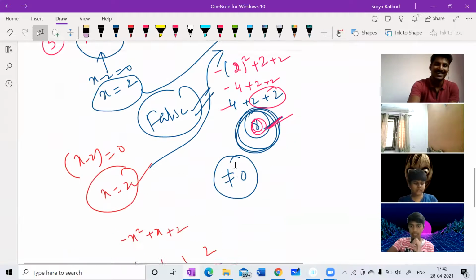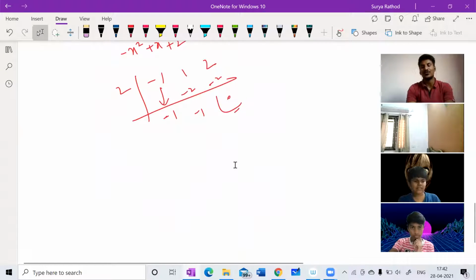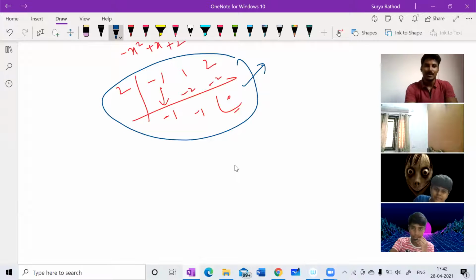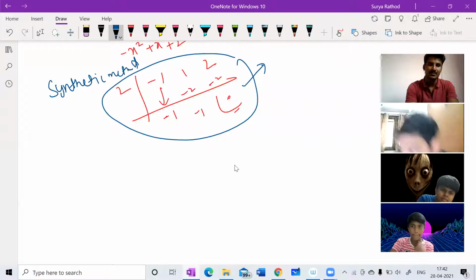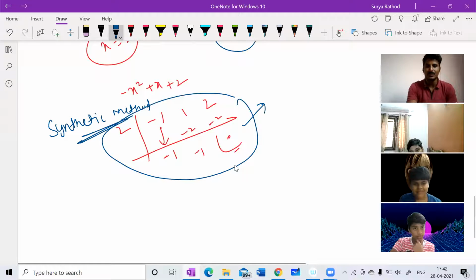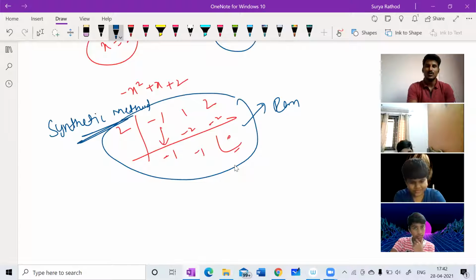Very good. See here, if you have this kind of doubt, you can check by the long division method. But don't go for long division, go by the synthetic method, as I told. Coefficients, synthetic method. By using the synthetic method, I'm getting remainder as 0. So what is my quotient here? Minus x minus 1.